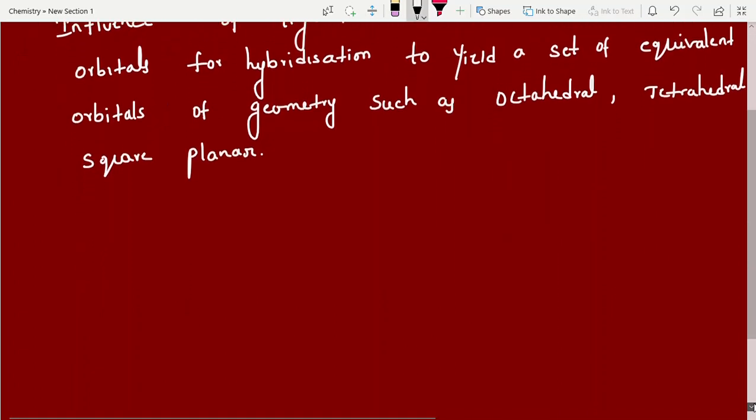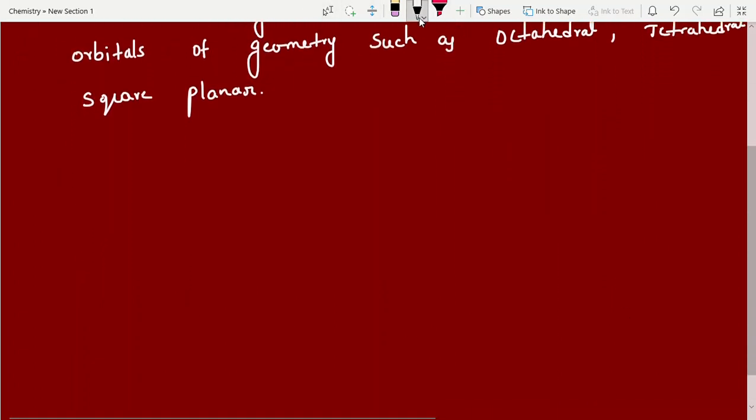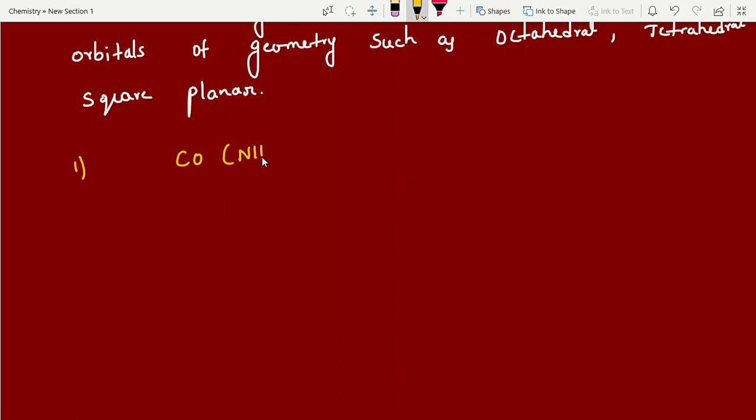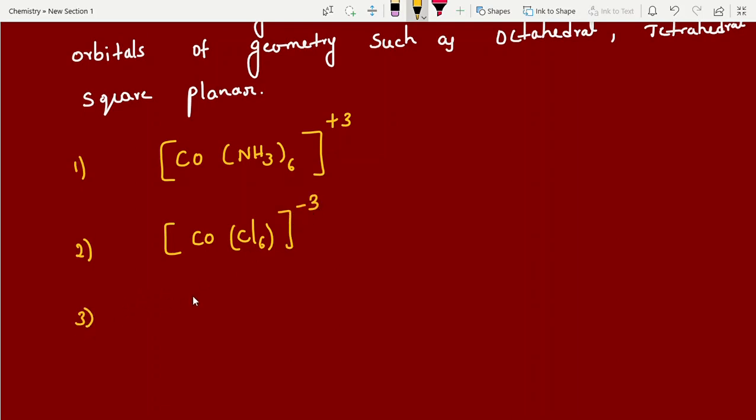I will cover both competitive points, conclusions, and the theory examination also. So the first example I am taking is [Co(NH3)6]3+. This is one of the frequently asked questions. I am giving 4 questions, students, totally. The second is [CoCl6]3-. And the third example is the [Ni(CN)4]2- complex.